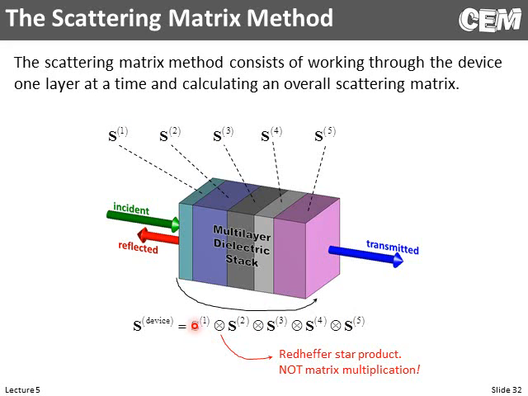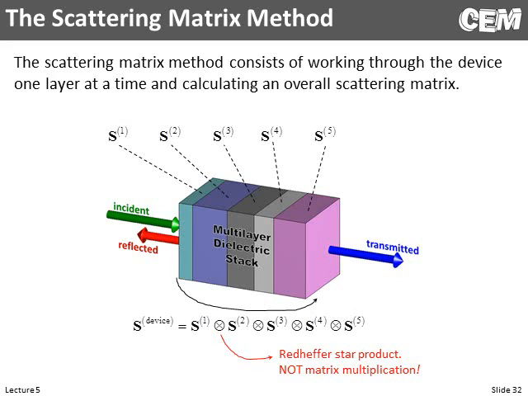We can't just multiply one scattering matrix by the next, unfortunately. But we can symbolically write it this way. So we'll star product S1 with 2, 3, 4, and 5, and we'll get an overall scattering matrix, which we are going to call our device scattering matrix. And it'll make sense why we're calling that in a bit. So a big point here is this is what's called a Redheffer star product. It is not a matrix multiplication.